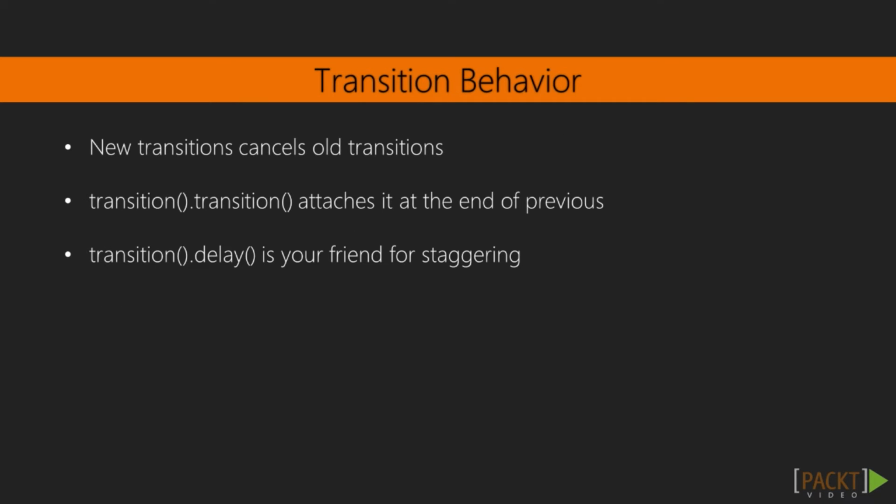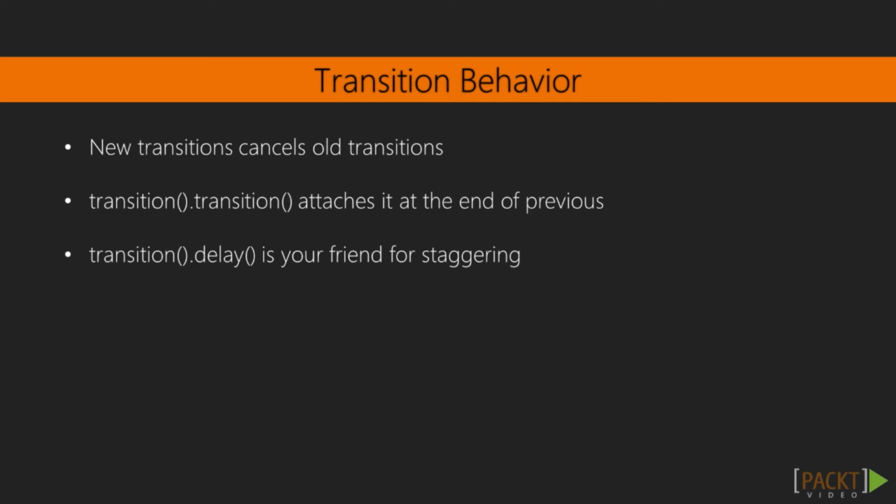One thing to note though is that an element can have only one active transition at a time. You can schedule more, but they have to be staggered with delays or attached to the ends of previous transitions. But as soon as you set a new transition, it cancels all previously occurring transitions. This will be useful in the next section when we're doing transitions in response to user events.